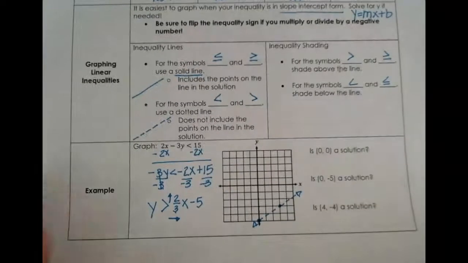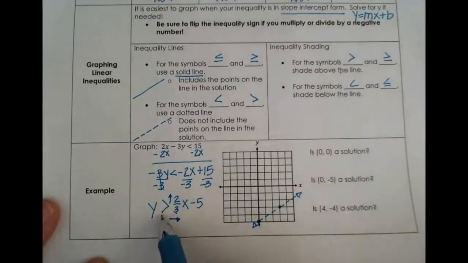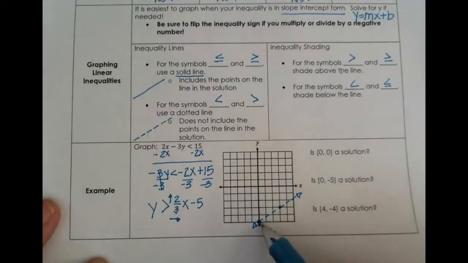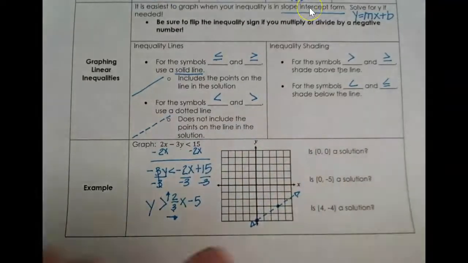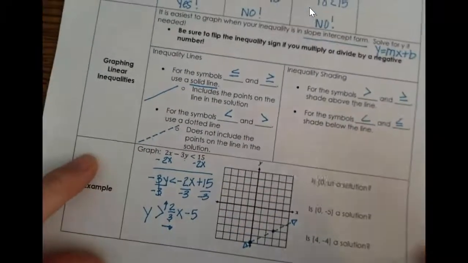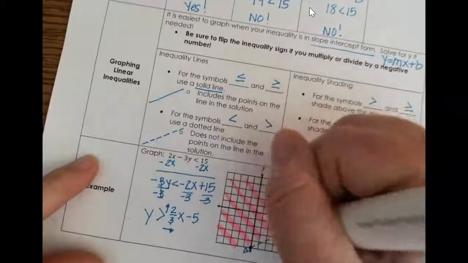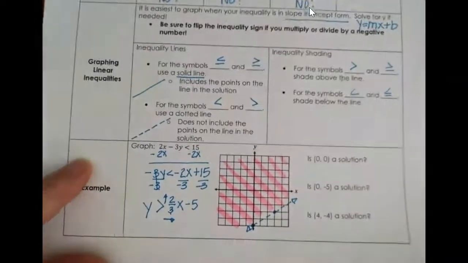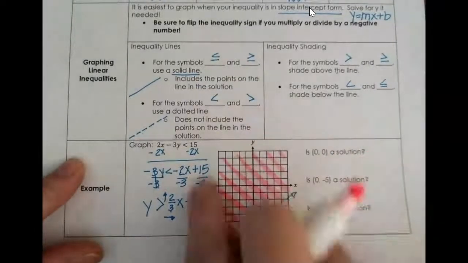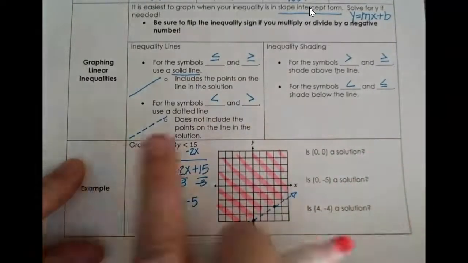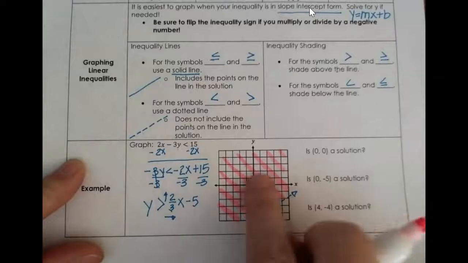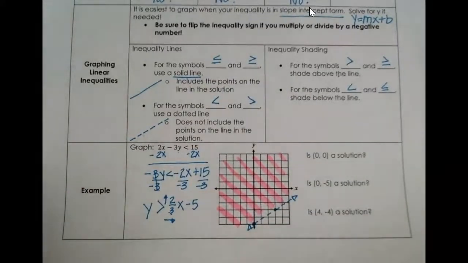Now the shading. This says all of your y values are greater than the line. So here's the line, and I like to look at the y-intercept. Where are the y values greater than that number? Up above it. And so anything above that line is going to get shaded in. So I'm just going to come in here and do some shading. So what that means is any point in this shaded area, and really this goes on forever and ever, any point in there will make our inequality true.